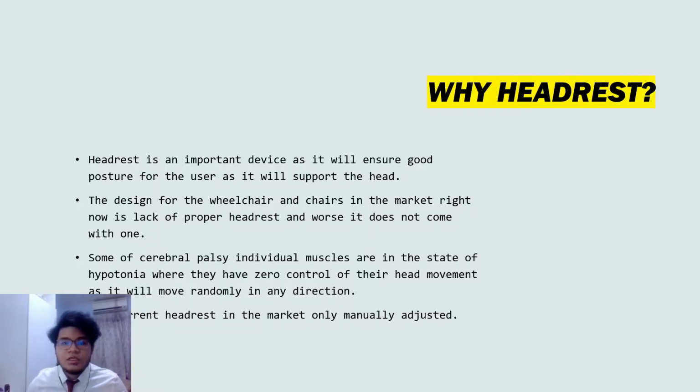So, introduction. Why headrest? A headrest is a really important device as it will ensure a good posture for the user, as it will support their head. Usually the design for wheelchairs and chairs in the market right now lacks a proper headrest, and worse, it does not come with one. Like the one I am sitting on right now, it does not come with a headrest. Some cerebral palsy individuals' muscles are in the state of hypotonia, where they have zero control of their head movement, as they move randomly in any direction. And of course, the current headrests are usually fixed or manually adjusted.